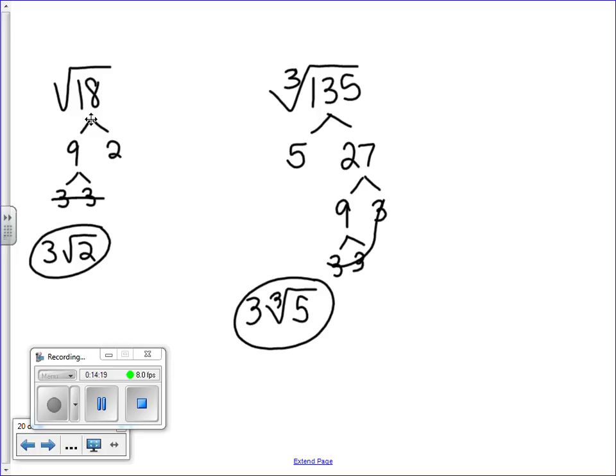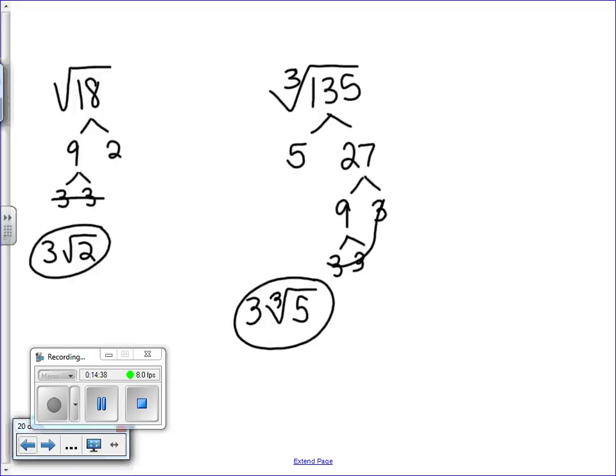Alright, now let's talk variables. Let's say we have the third root of m to the 7th. Wait, what? Go back to here? What number? Does the 3 just stay there? Yeah, it was there, so it goes there.